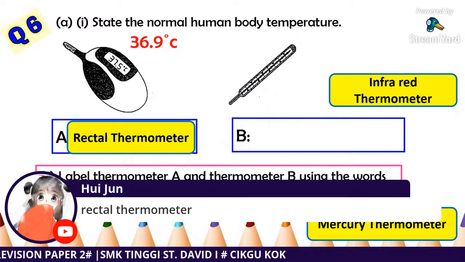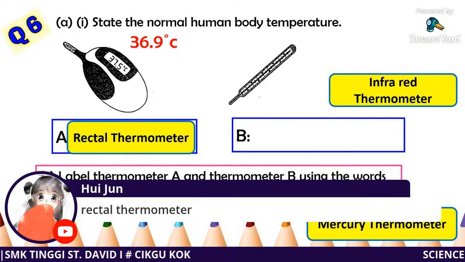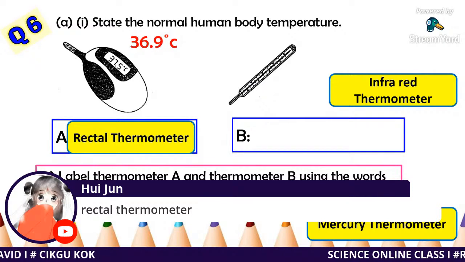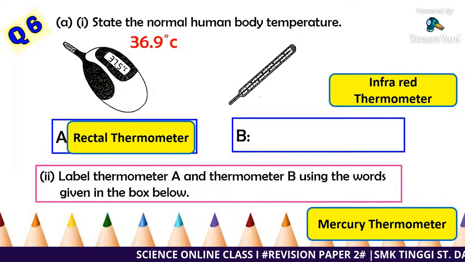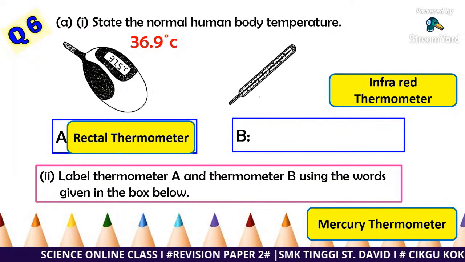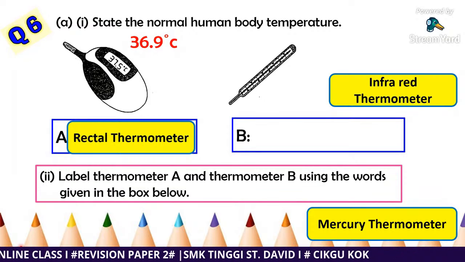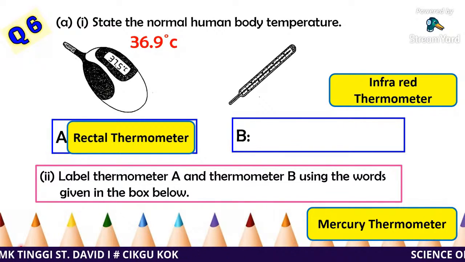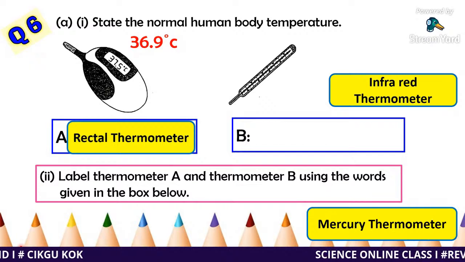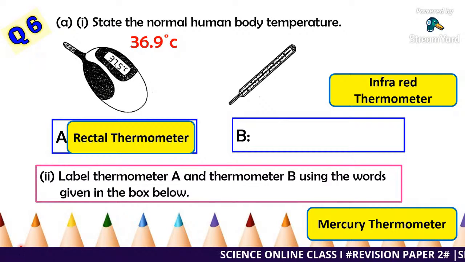Okay, B. What's the answer for B? Okay, we check the answer for B. Just type here. The one that just came in a while ago then disappeared already.